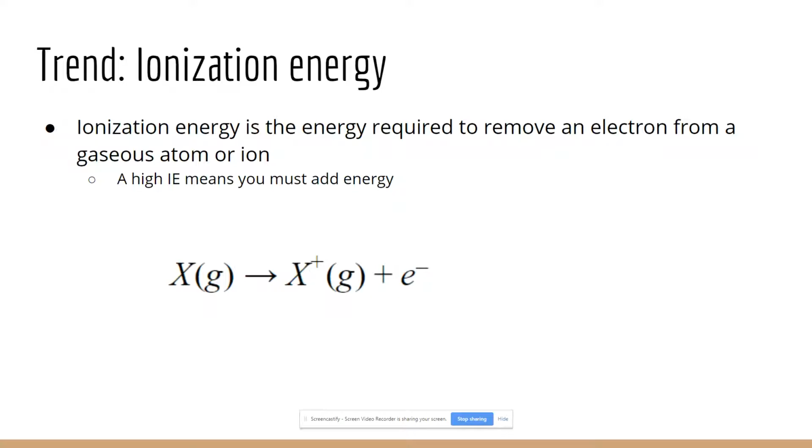Pause here. The first trend that we care about is ionization energy. So to ionize something means to either remove or add an electron. Here we're going to be talking about remove. So ionization energy is the energy required to remove an electron from a gaseous atom or ion. And something that has a very high ionization energy means that you need to add a lot of energy to remove it.